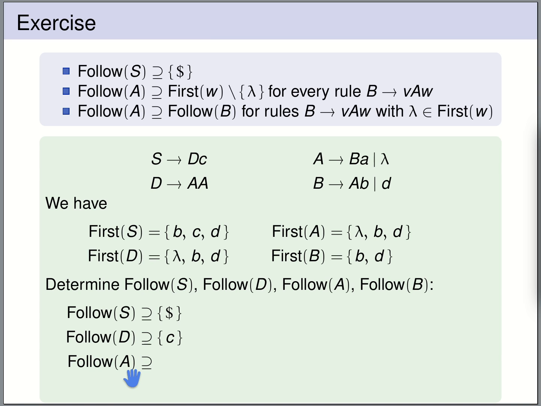For follow of A, we now have multiple occurrences of A in the right hand side of a rule. Let's start with this one. This occurrence of A is followed by a word A, so we have to take first of A without lambda into follow of A. Now, because of this occurrence of A, which is followed by a word B, we must take up first of B. This is also this second clause. We must take first of B without lambda into follow of A. First of B is just B.